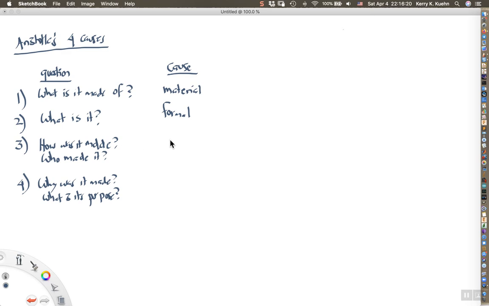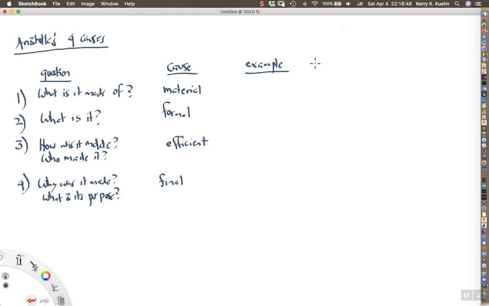How was it made or who made it? There we're talking about the efficient cause of that thing. And why was it made or what is its purpose? That would be the final cause. So this will become clearer if I give an example. I'm taking this example from No Free Lunch by William Dembski. This is a nice example, so I'll go ahead and use this.